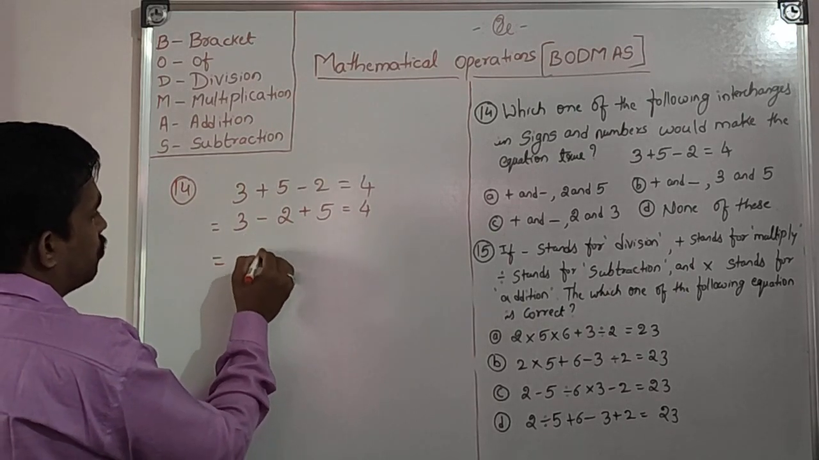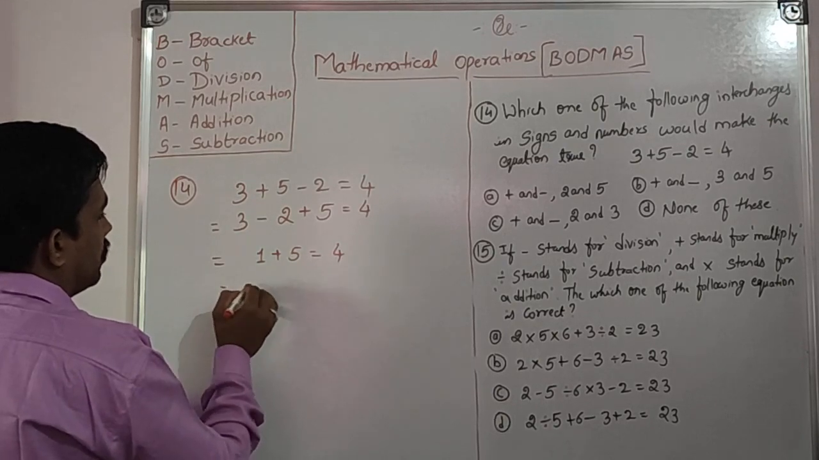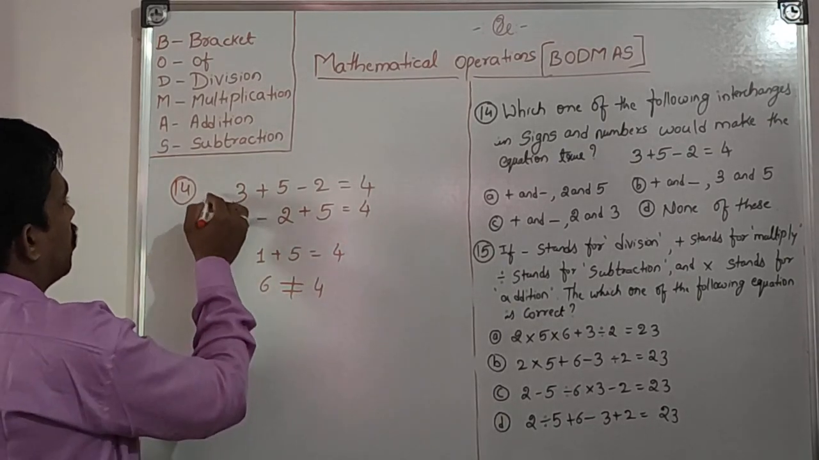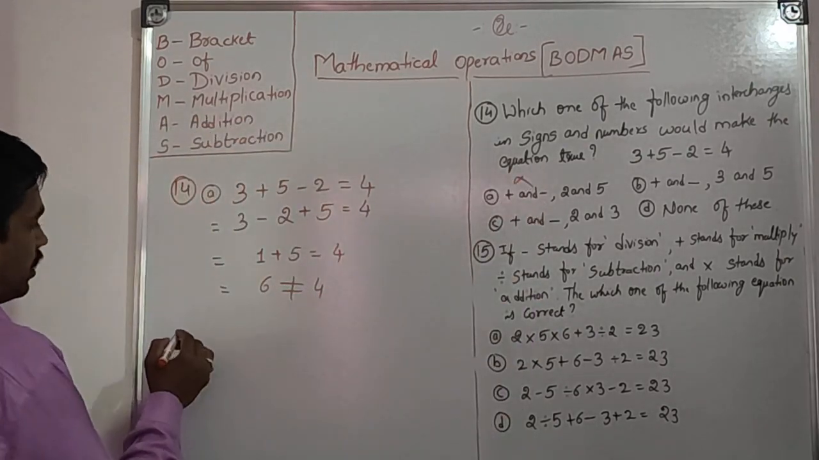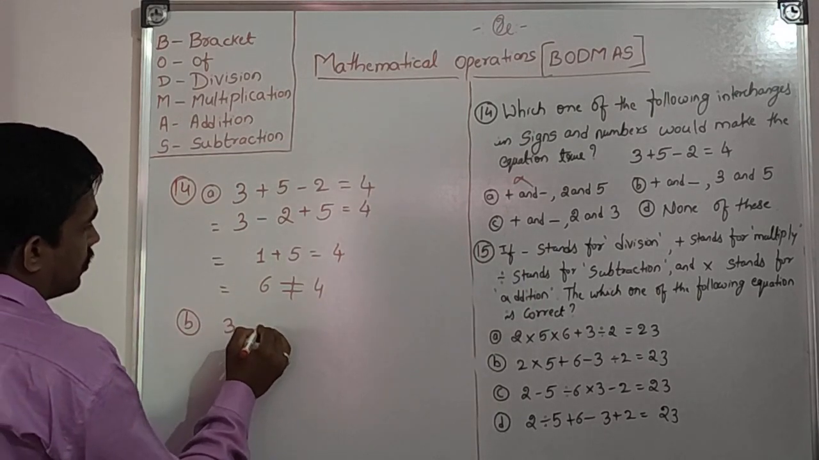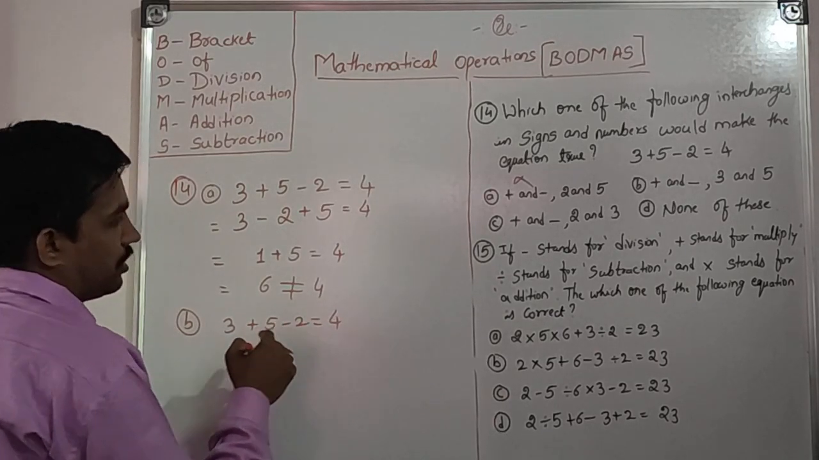So 3 minus 2 is 1 plus 5 equal to 4. 6 is not equal to 4. So our option A is not correct. And then option B. 3 plus 5 minus 2 is equal to 4 is given.